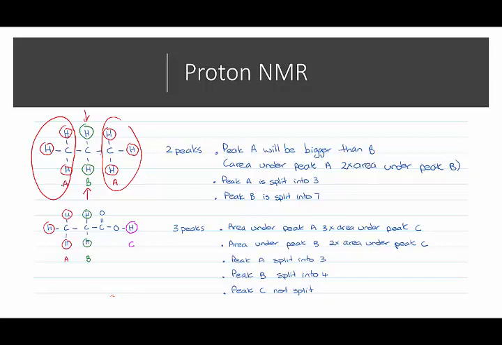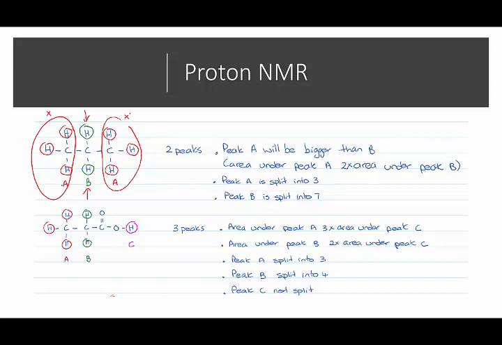Okay. Now, the hydrogens that I've circled in green, that corresponds to another peak. And that peak will be split into 7 because it will be split by all of these hydrogens and all of these hydrogens. So that's 6 hydrogens all up. So it'll be split into 7.